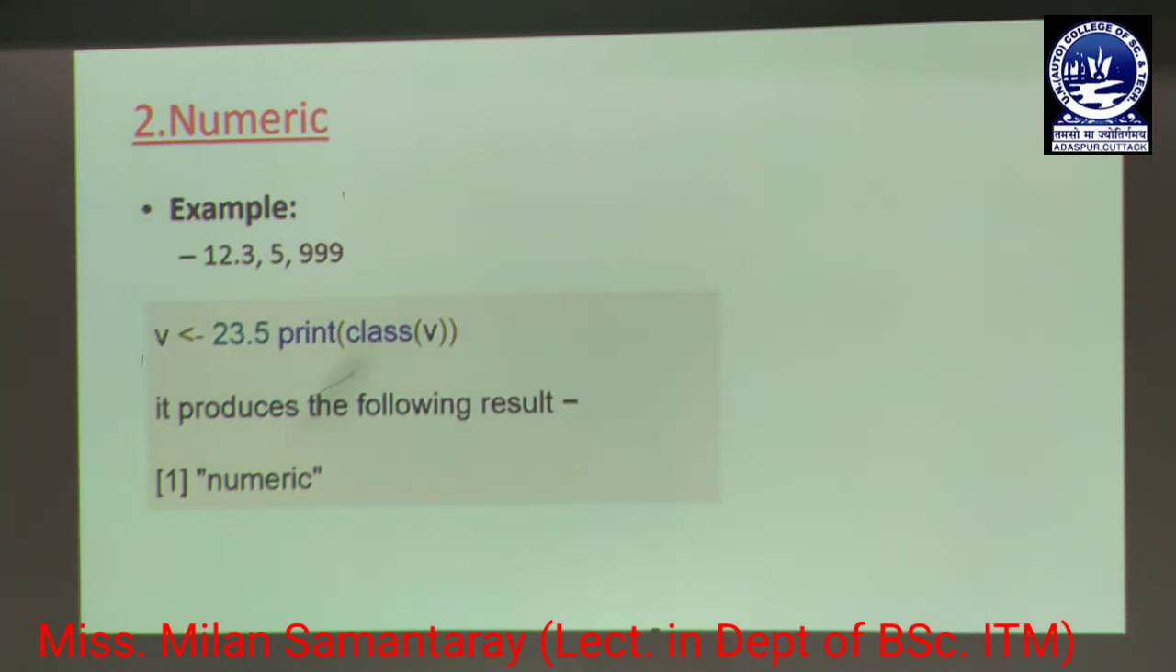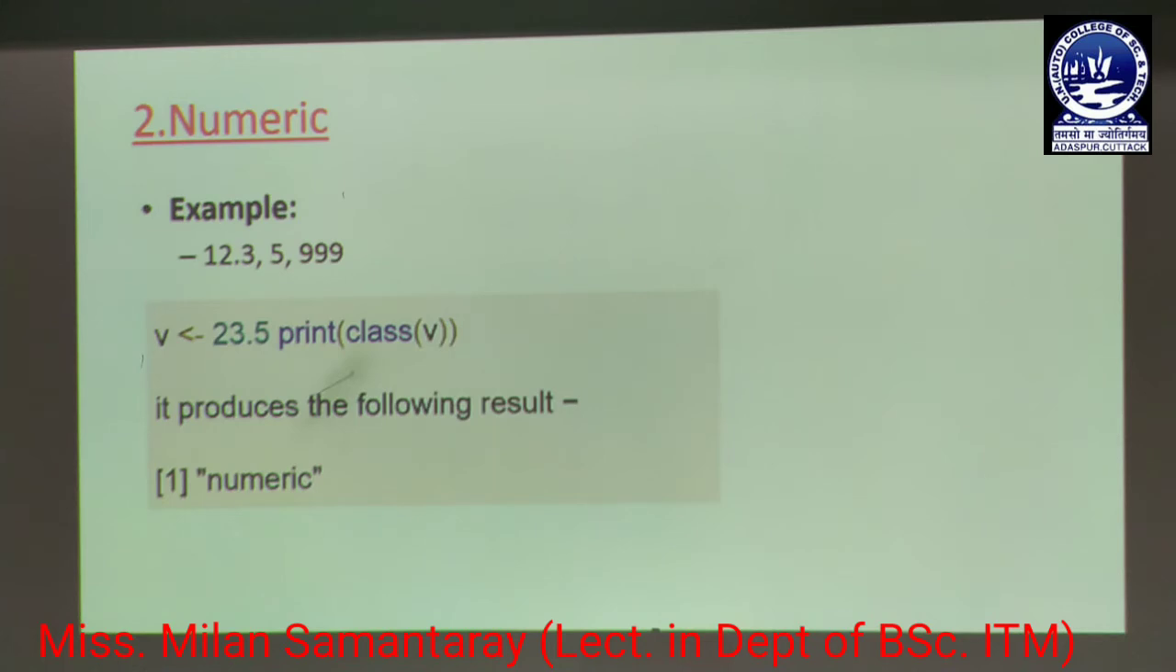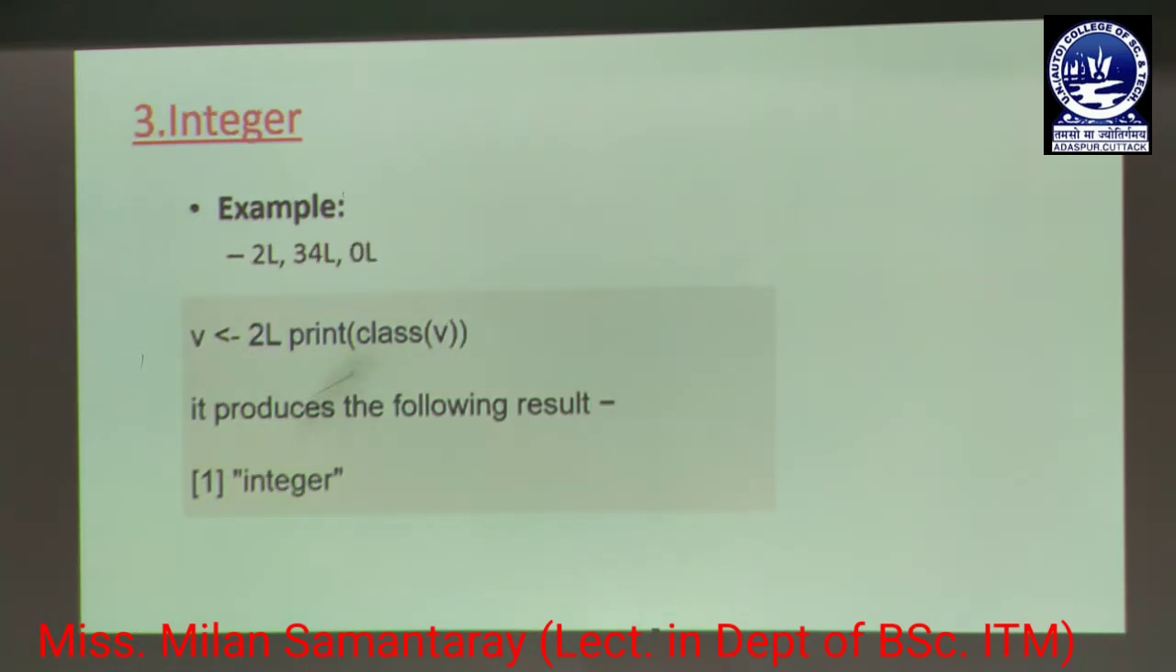So here we have to write the class name, and the next type of data we can enter is integer. Integer means values like 12L, 34L and 0L, where L means long. If we assign 2L to the variable, it will print as integer, but if we assign only 2, then it will display numeric as before. This is the basic difference between numeric values and integer values, so we have to remember these things in R programming when we are writing.